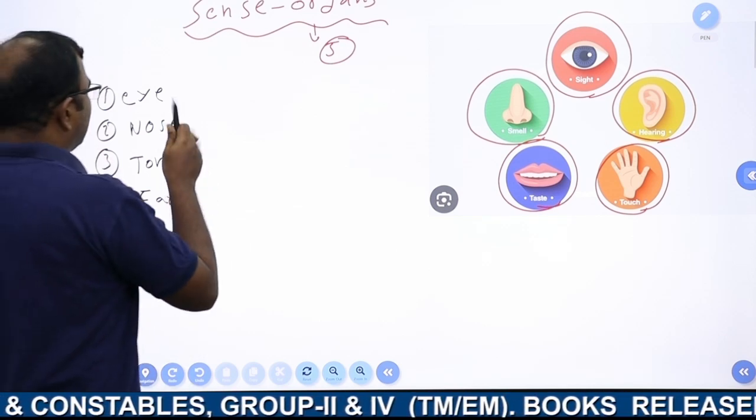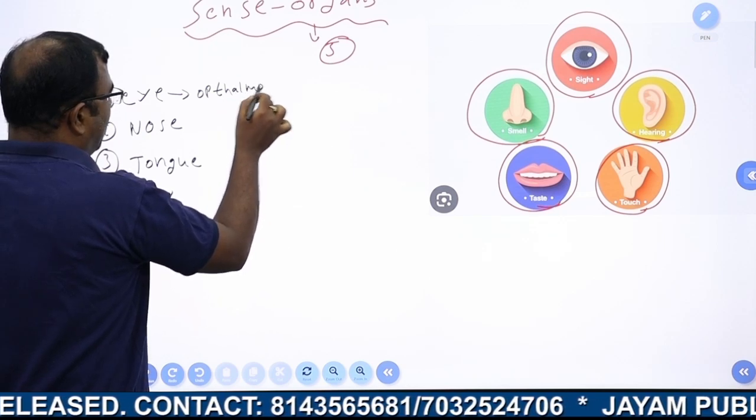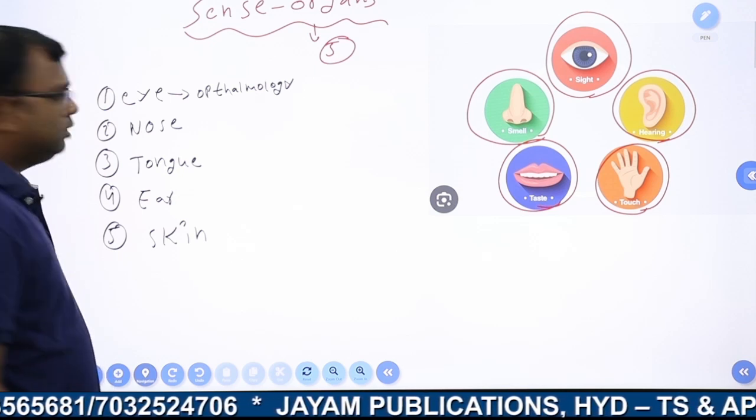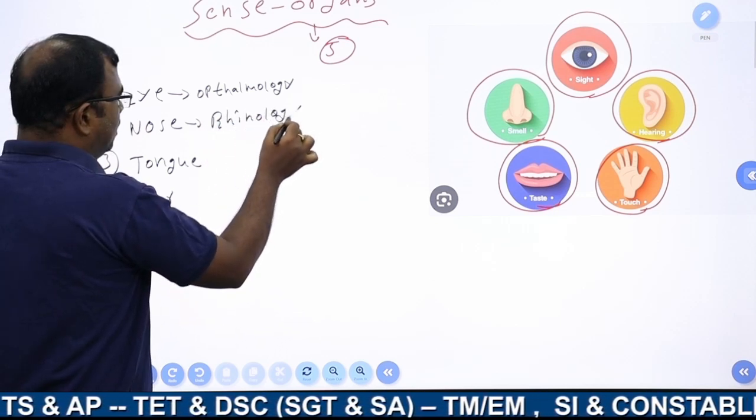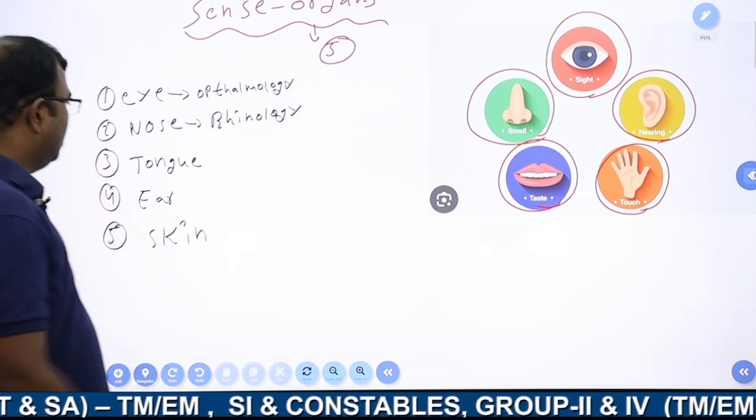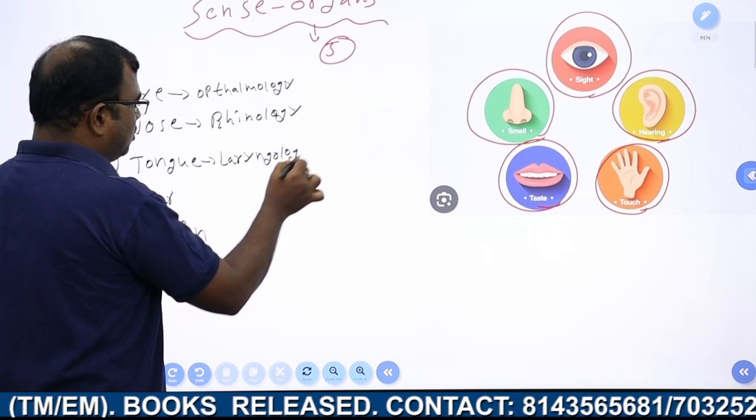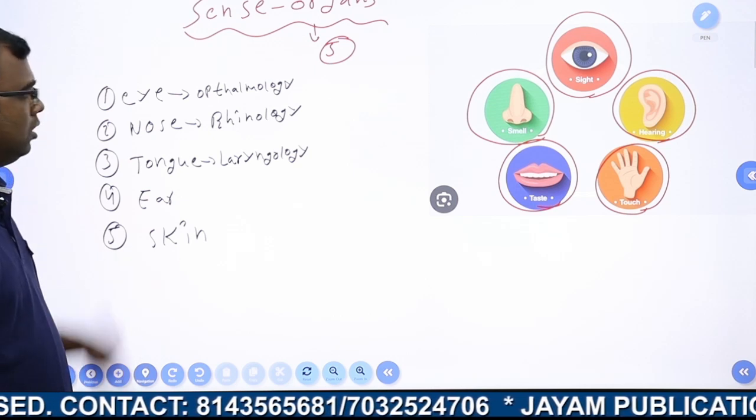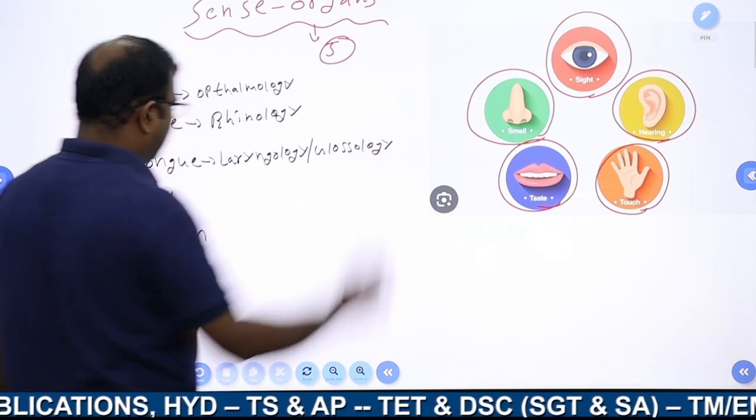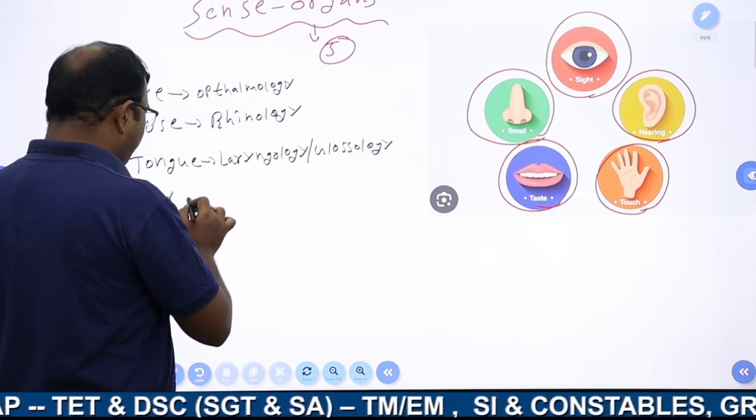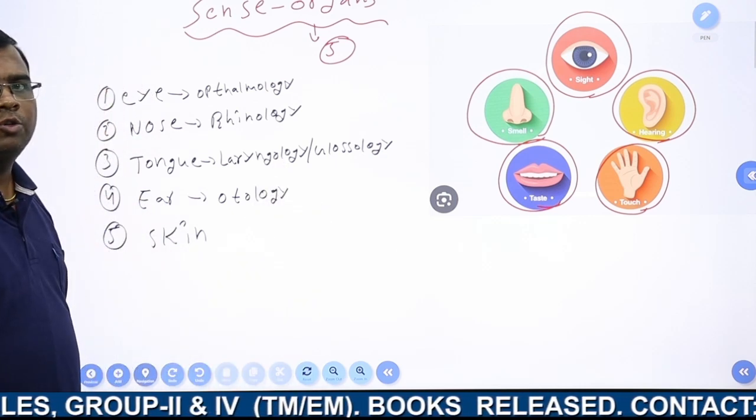The study of eye is also called as ophthalmology. The study of nose is also called as rhinology. The study of tongue is also called as laryngology or glossology. The study of ear is also called as otology.